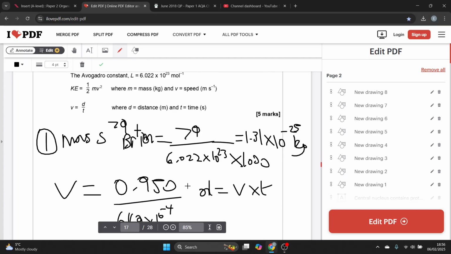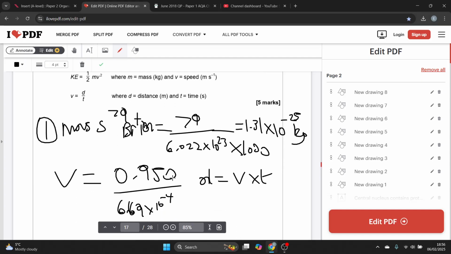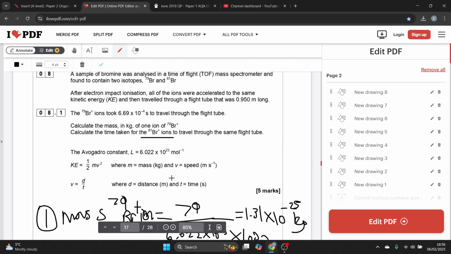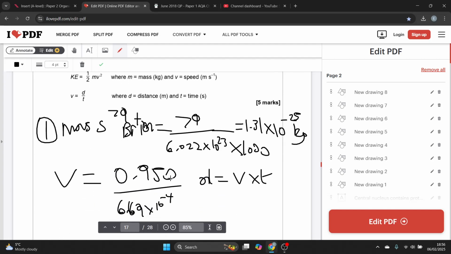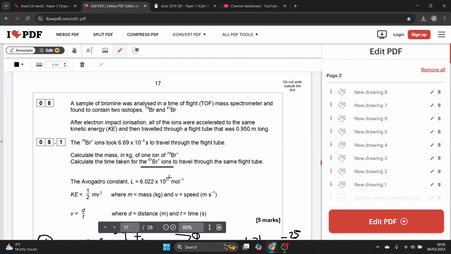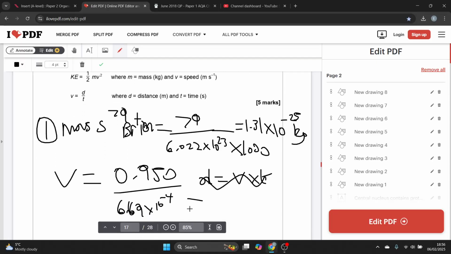Distance is velocity times time, and I've got the time. What am I doing? Velocity is distance divided by time, distance is velocity times time. But then I've got the velocity, and the time taken is that. Okay, let's just find out the velocity. That will give me 142 meters per second.